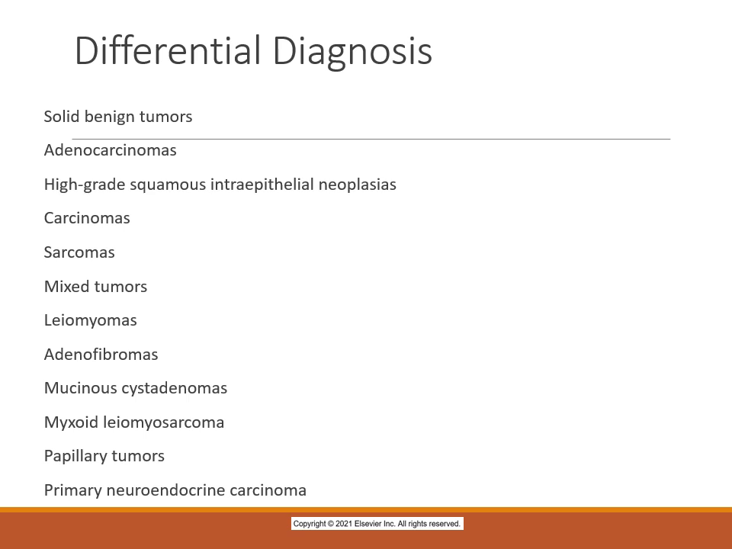Differential diagnosis for the Bartholin gland cyst or abscess would include identifying any solid benign tumor present in the vulva, adenocarcinoma, high-grade squamous intraepithelial neoplasia, carcinomas, sarcomas, mixed tumors, leiomyomas, adenofibromas, mucinous cystadenomas, myxoid leiomyosarcoma, papillary tumors, and primary neuroendocrine carcinomas. All should be considered before the primary diagnosis is made.